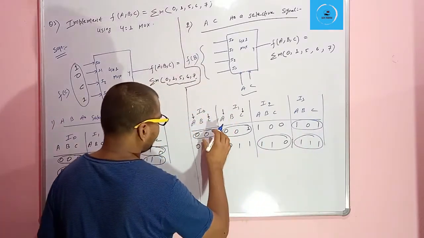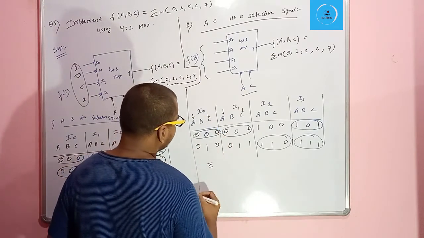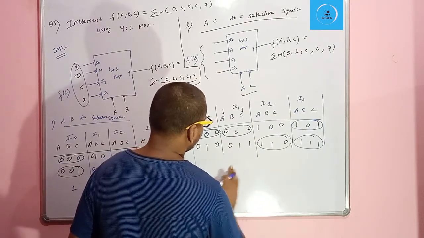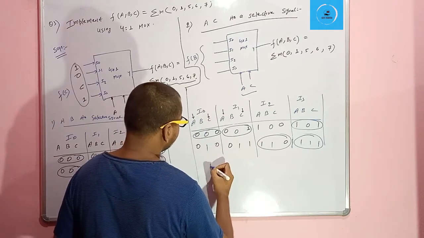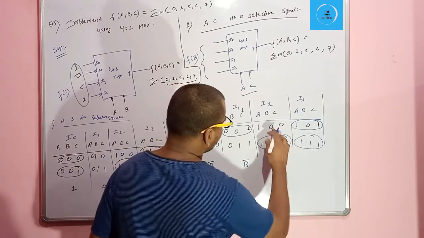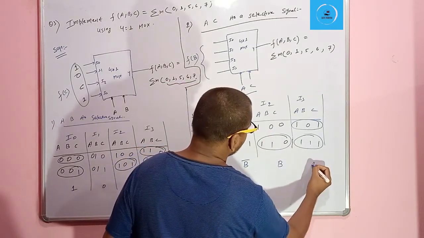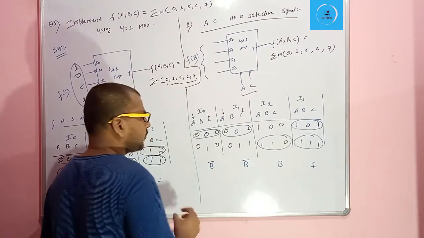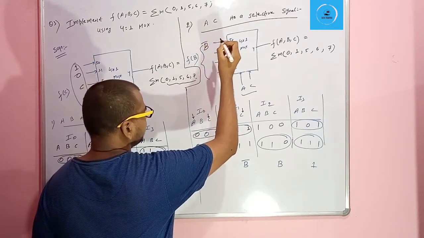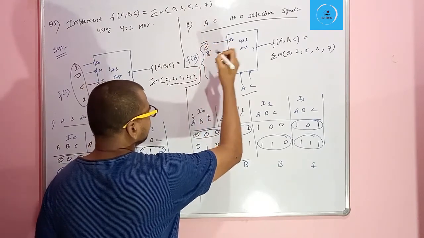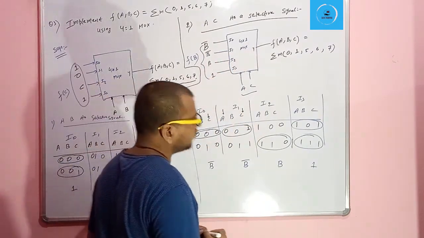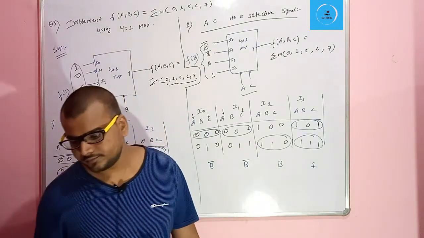So after grouping, what are we getting here? Here we are getting C bar. Sorry, not C bar, B. It will be B. Here we are getting B bar, here we are getting B, and here we are getting 1. So if we provide the inputs as B bar, B and 1, then we will get that output.